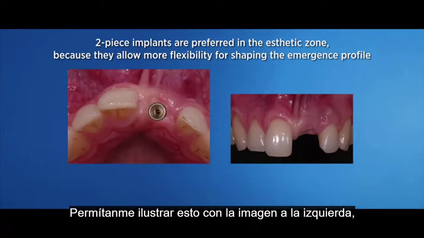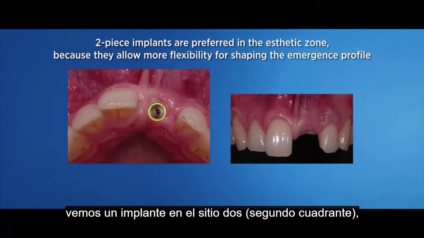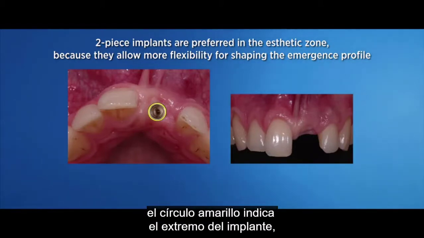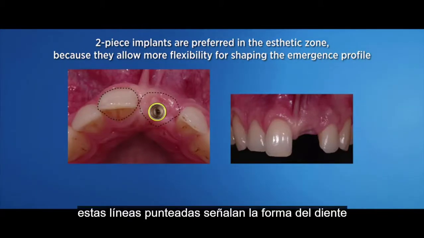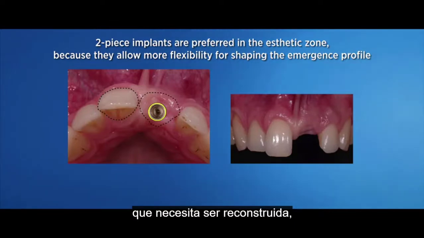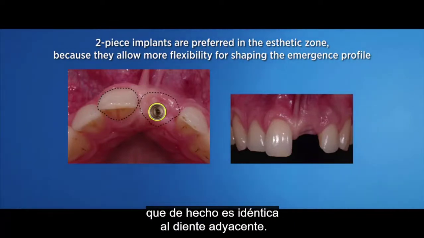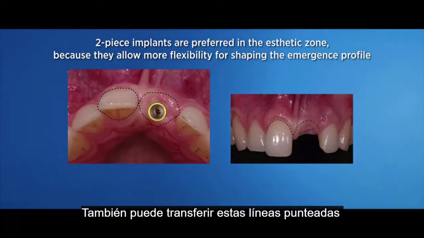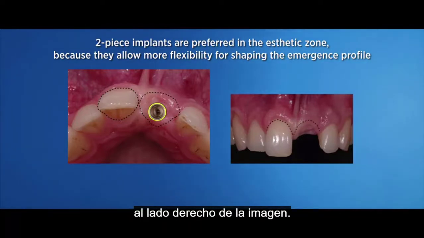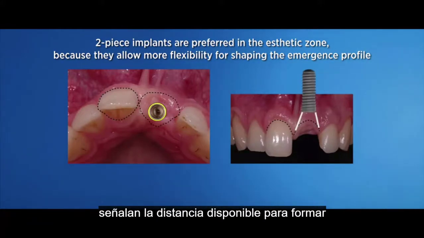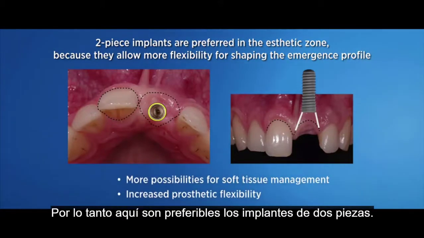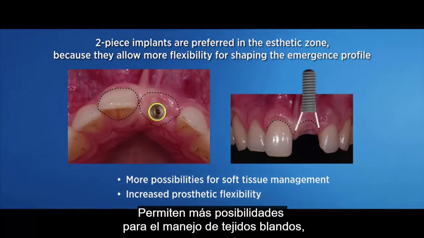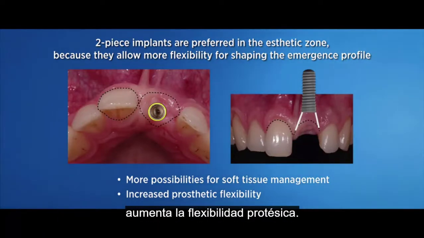Let me illustrate this with the image on the left. You see an implant in situ. The yellow circle indicates the top end of the implant. These dotted lines indicate the form of the tooth, which needs to be reconstructed, which of course is identical to the tooth adjacent to it. We can also transfer these two dotted lines on the right side on the image. If I now superimpose an implant, you will see that the yellow lines indicate the distance available to form this so-called emergence profile. So here two-piece implants are preferred. They allow more possibilities for soft tissue management, increased prosthetic flexibility.